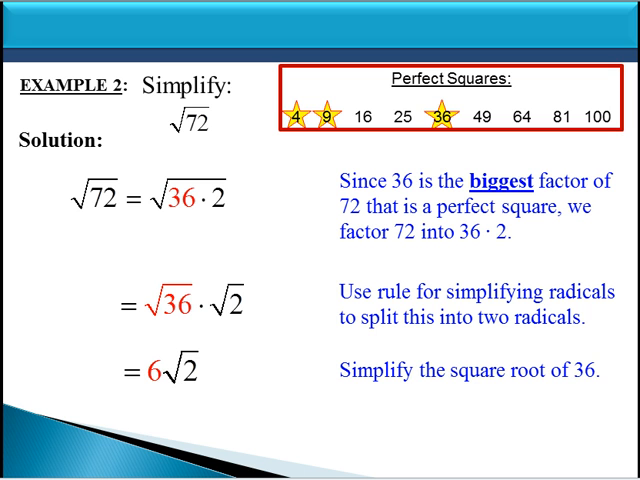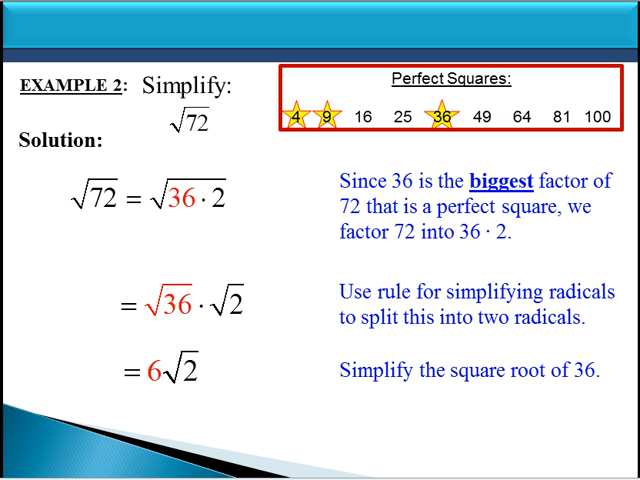The square root of 36 is 6, so we end up with 6 times the square root of 2. So the square root of 72 is equal to 6 times the square root of 2. And this is considered simplified because there are no perfect square factors left underneath the radical sign.